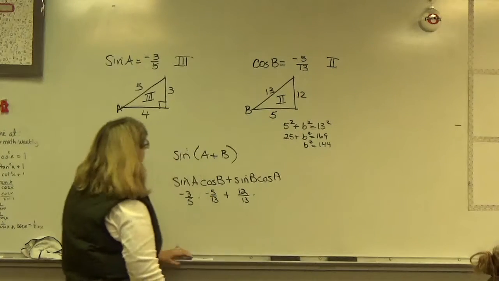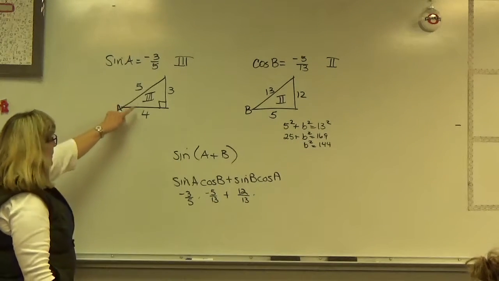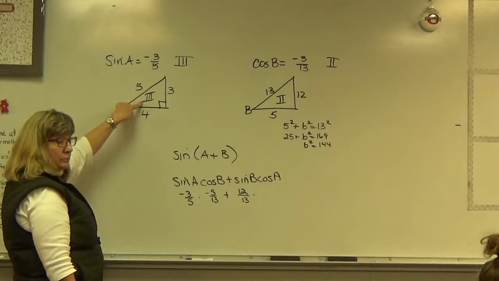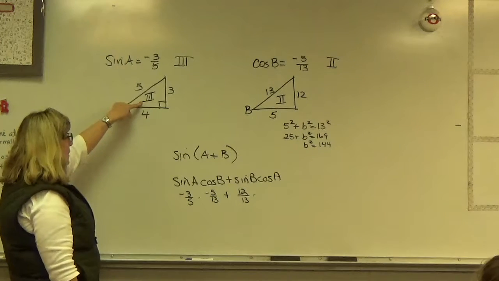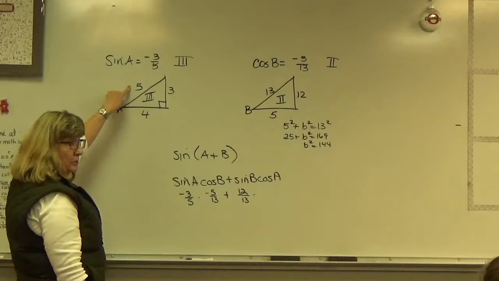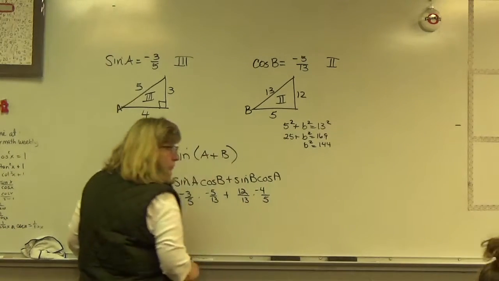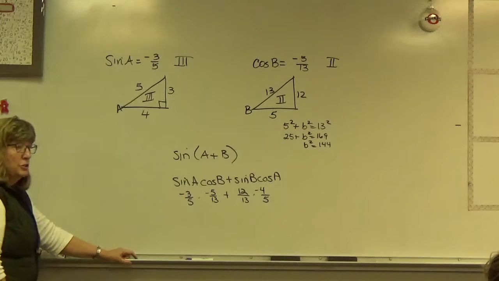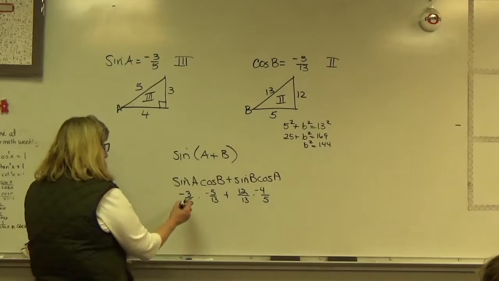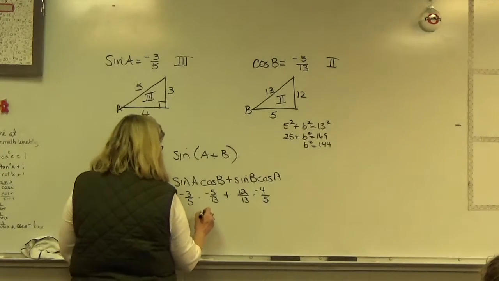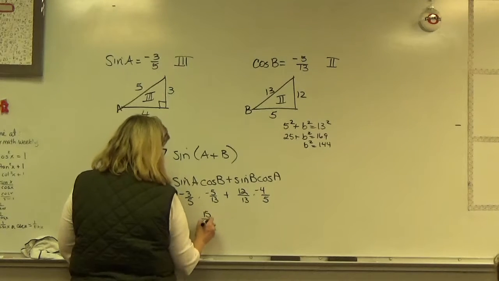What's the cosine of A? It's in the third quadrant, so what's the cosine? Negative, and cosine is adjacent over hypotenuse, so it'd be -4/5. Now you just do your math. And what's a -3 times a -5? And 5 times 13 is 65.